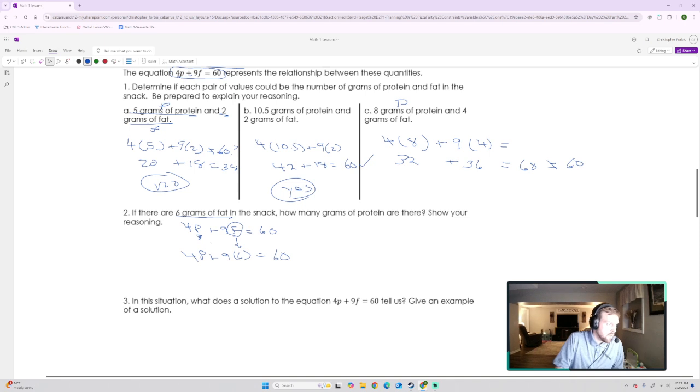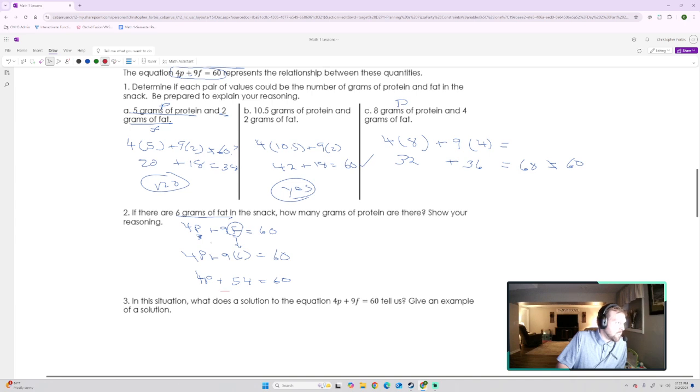Okay. All right. First things first, we're going to simplify. 4P plus 9 times 6 is 54 equals 60. Now, just like before, we see plus 54.